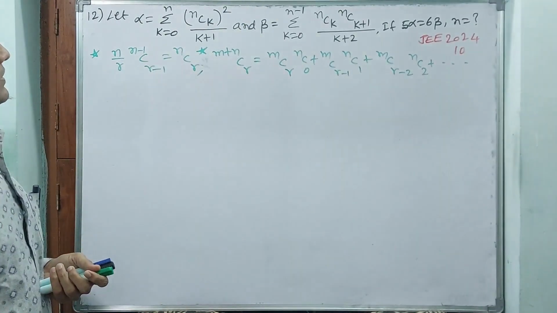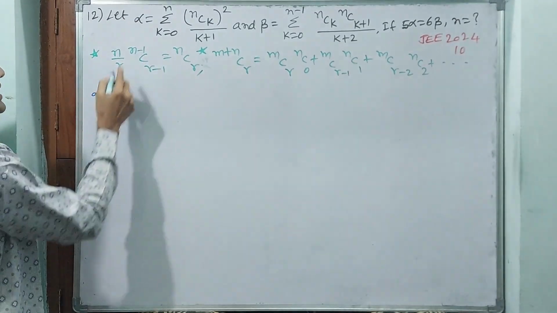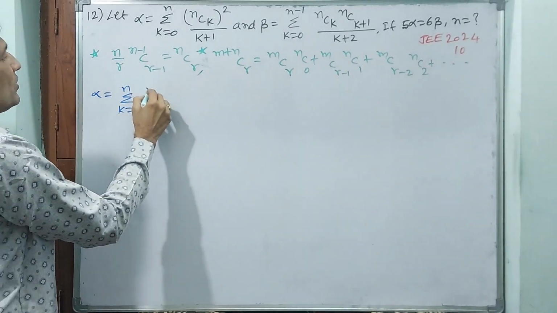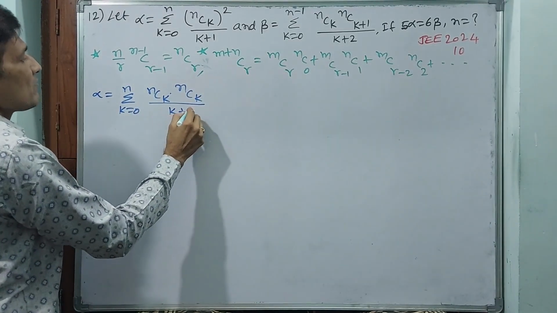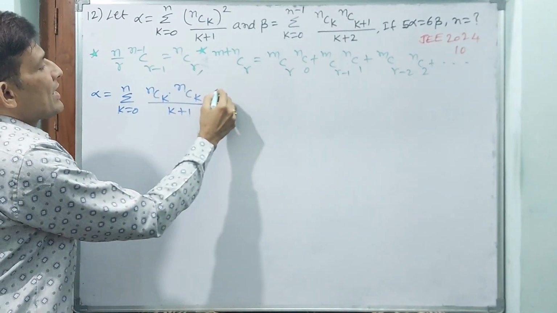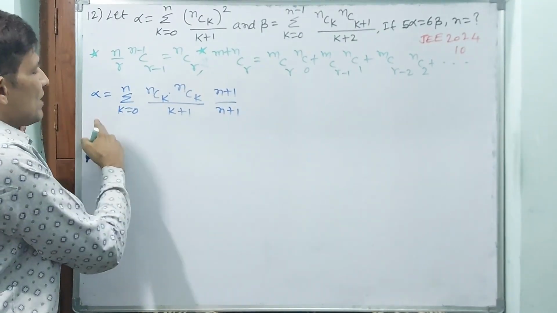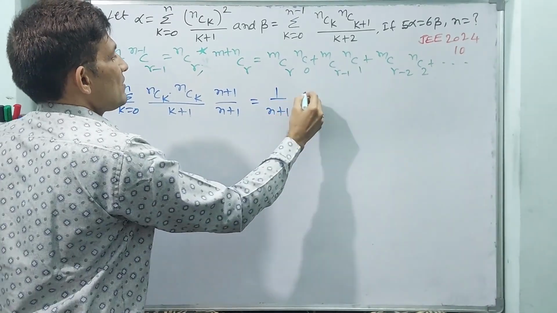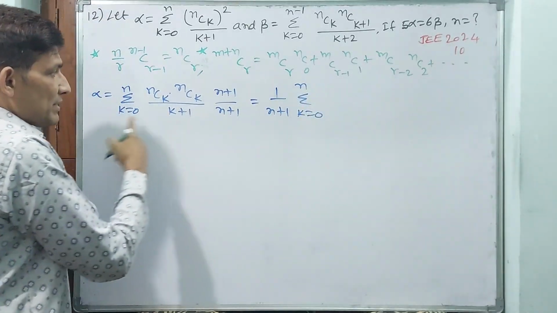Okay, now come back to our question. See alpha, how I am writing, you observe carefully. Sigma k is equal to 0 to n, nCk into nCk by k plus 1. Okay, see, this k plus 1 is giving a hint to me. What I am doing, n plus 1 by n plus 1 I am doing. This n plus 1 I am taking outside. That is equal to 1 by n plus 1 sigma k is equal to 0 to n. This n plus 1 I have taken.